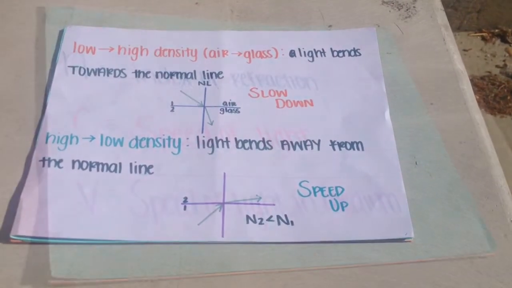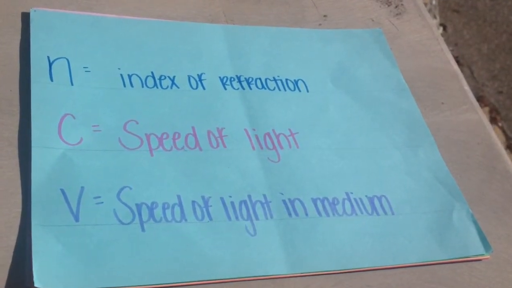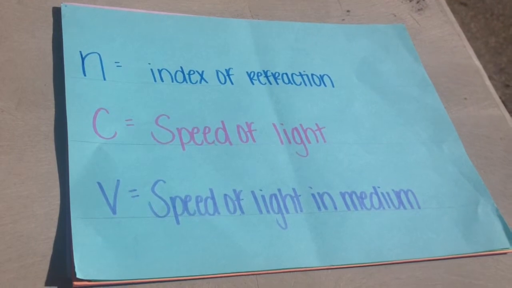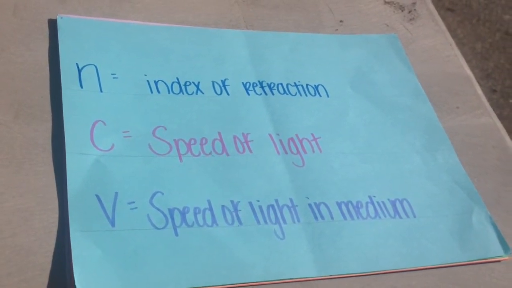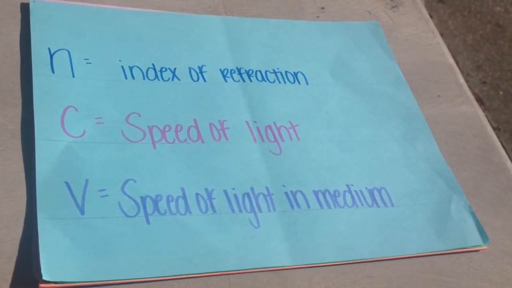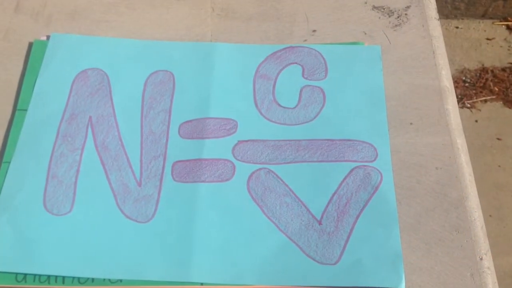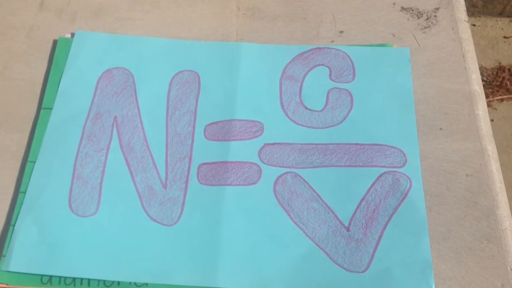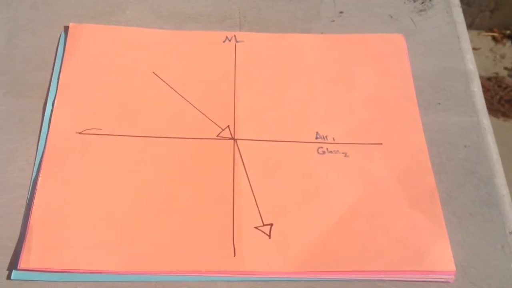and it speeds up. The variables to find the refraction of light through an object are N, C, V. N equals index of refraction, C equals speed of light, V equals speed of light in medium. So when you put those variables together, the equation you come up with is N equals C over V. Here's a diagram of the problem.